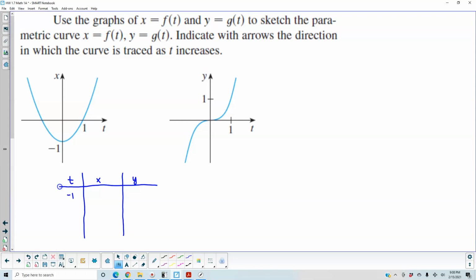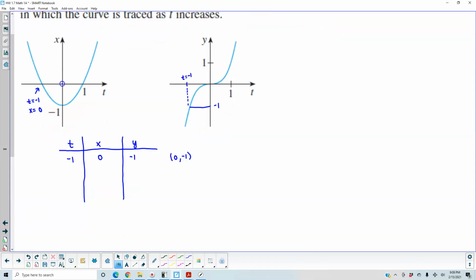So when t is equal to -1 here, what is the value of x? Well, it's right at 0. So the value of x is 0. Okay, now over here, when t is equal to -1, then the value of y is -1. So that's our first ordered pair.